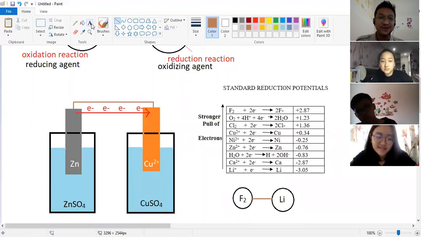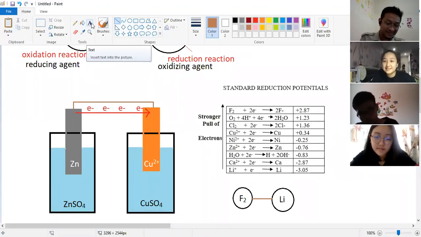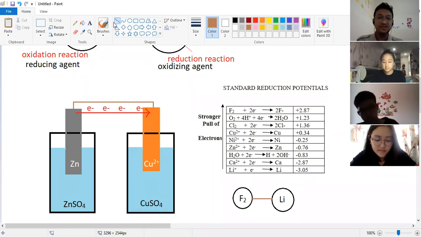Is that Erica's voice? Yes, Erika. So that's correct, Erica. The electrons are expected to move from lithium to fluorine rather than from fluorine to lithium, because according to the table of the reduction potentials of substances, fluorine has a stronger pull of electron than lithium. So that will be the direction of the movement of electrons.